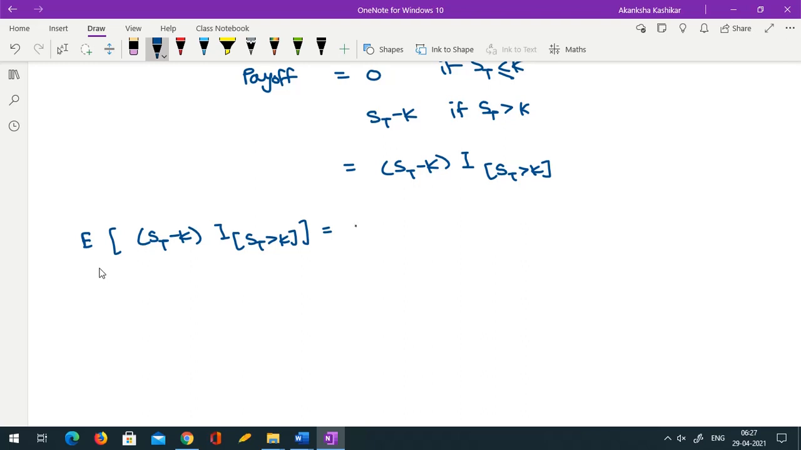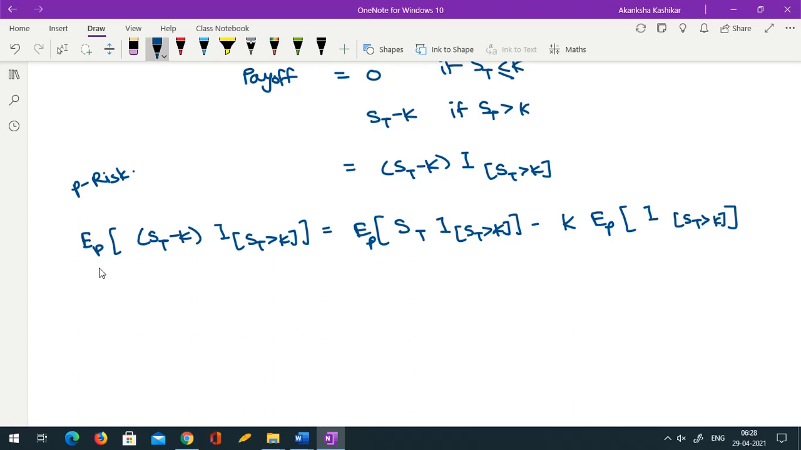We can use linearity, so this would become expectation of S_T into indicator of S_T greater than K minus, now K is constant so it can come outside the expectation, so K times expectation of indicator of S_T greater than K. Of course all these expectations are with respect to risk neutral measure. To denote that I am writing P here. Okay, so P is a risk neutral probability measure. Okay, so what is this?